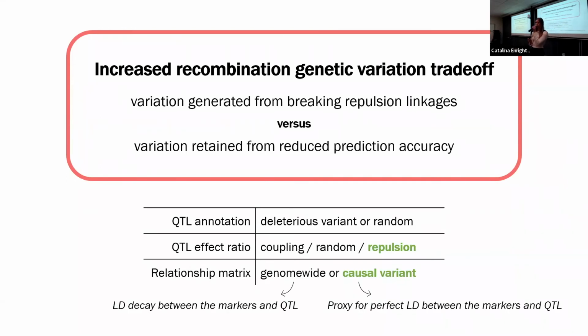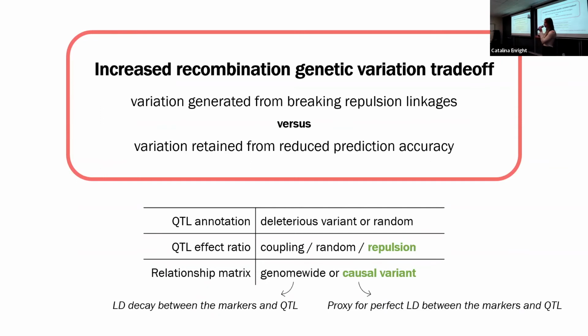The relationship matrix refers to how we estimated the marker effects, and the genome-wide relationship matrix is standard practice. This was not a simulation, it's all we would have access to. Basically, this is what suffers from the LD decay between the markers and the QTL under increased recombination.